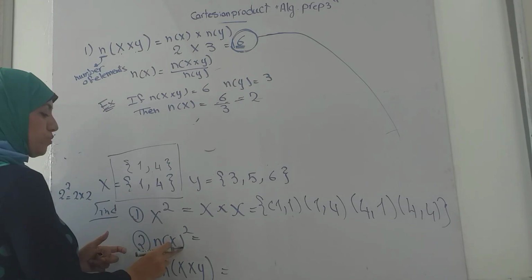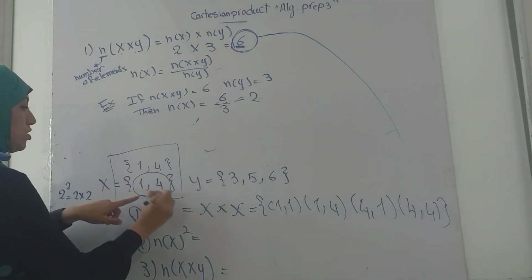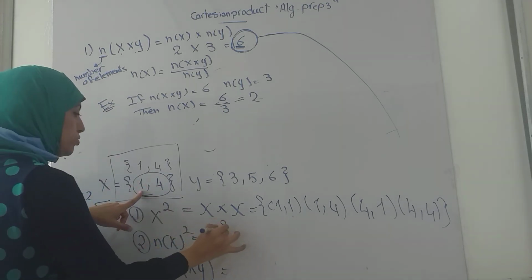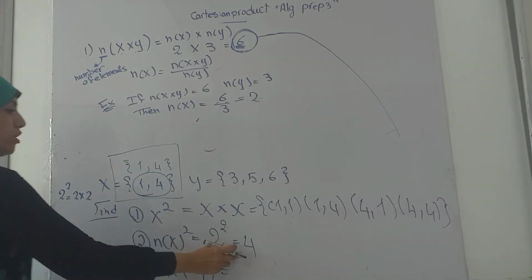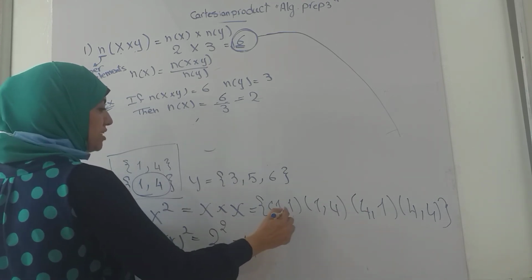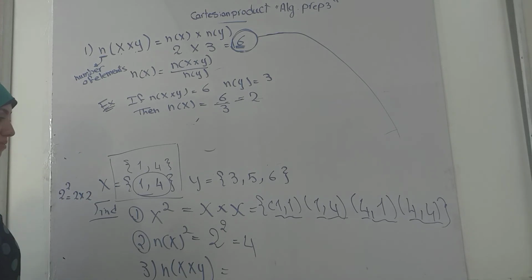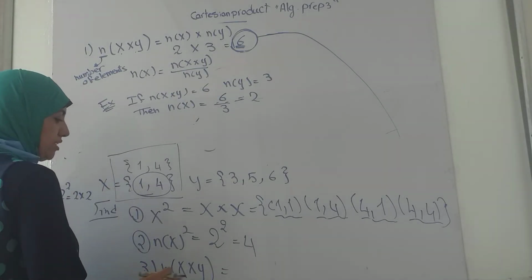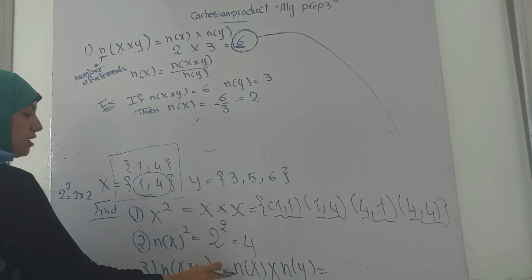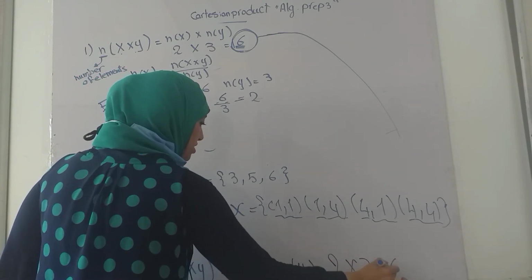What about n of x power 2? It means the number of elements in x power 2. What is the number of elements in x? 2 elements. 2 elements power 2 equals 4. This makes sure of my earlier answer. How many ordered pairs do I have? 1, 2, 3, 4, so it actually has 4 elements. Then n of (x by y) means n of x times n of y, which is the number of elements in x, 2, times the number of elements in y, which is 3. 2 times 3 equals 6.